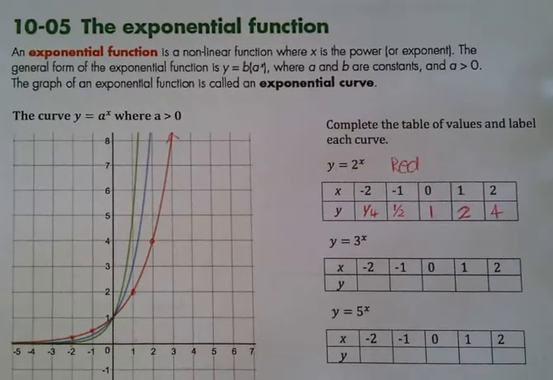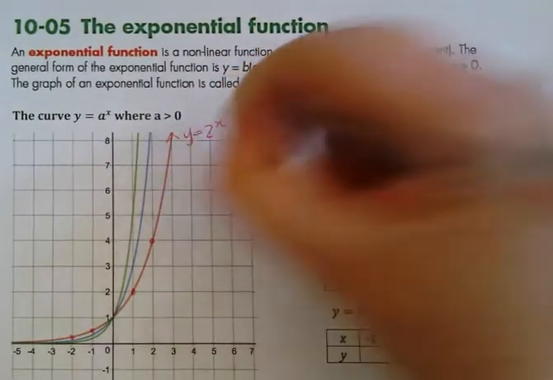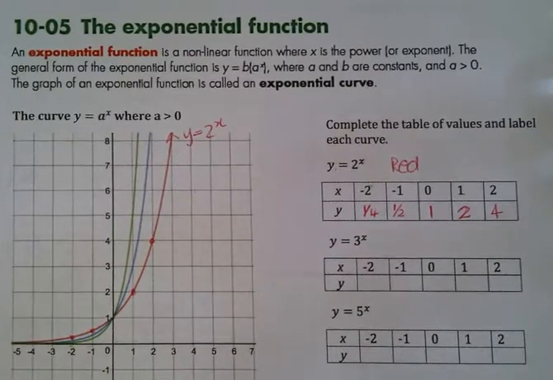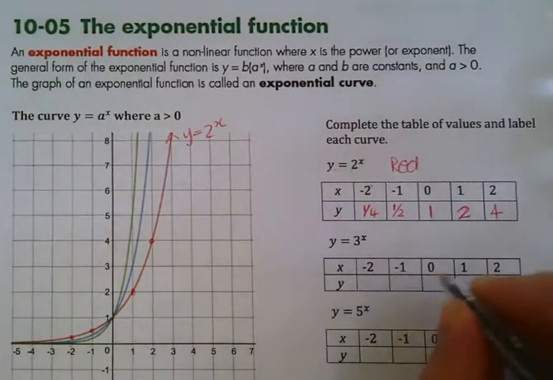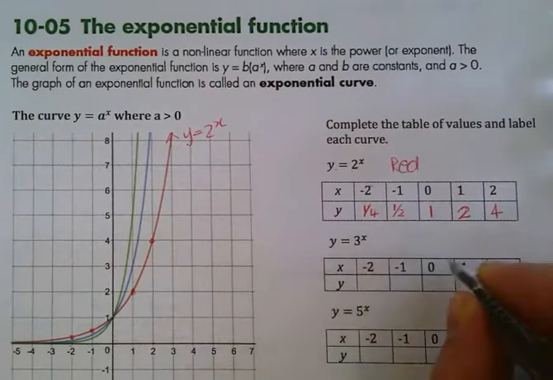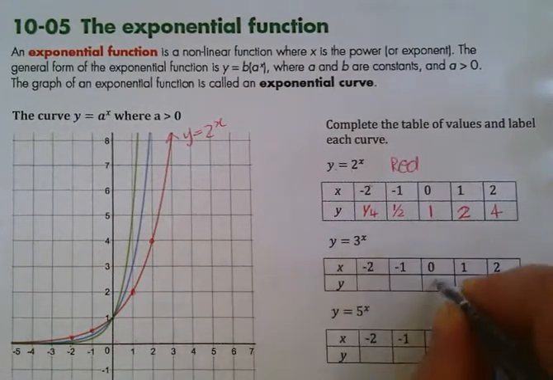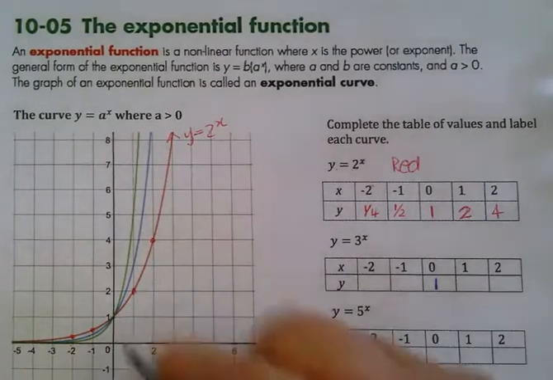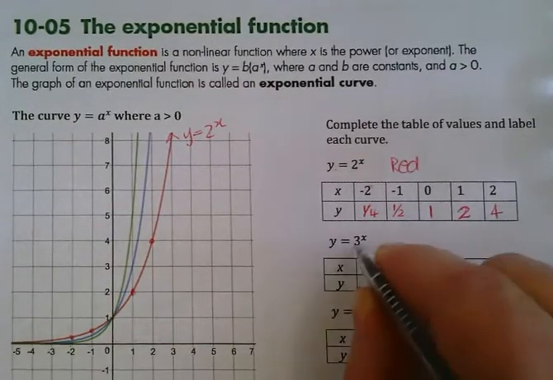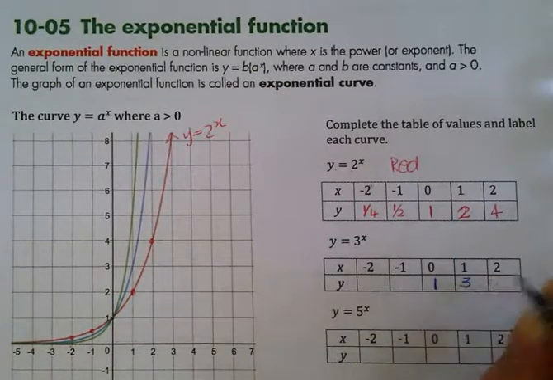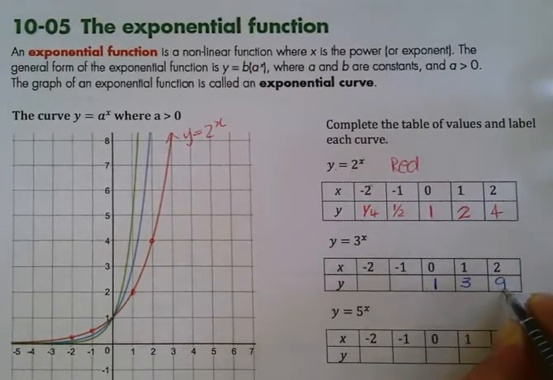Okay. Now we're going to go with the next curve. Let's look at y equals 3 to the power of x. If I've got 3 to the power of x and 5 to the power of x left, which one do you think's 3 to the power of x? Yeah, I think it might be the blue. So let's have a look. I like to start with when x is 0. 3 to the power of 0 is 1, because anything to the power of 0 is 1. When x is 1, what's 3 to the power of 1? 3. And when x is 2, 3 squared is 9.